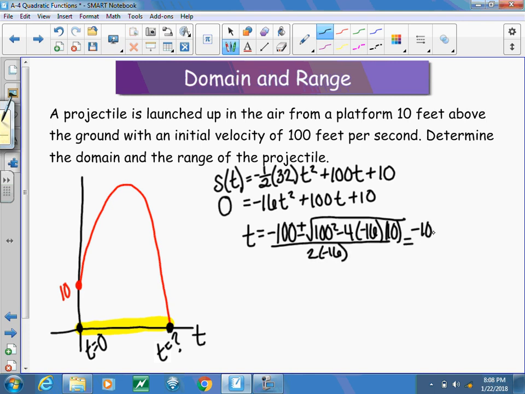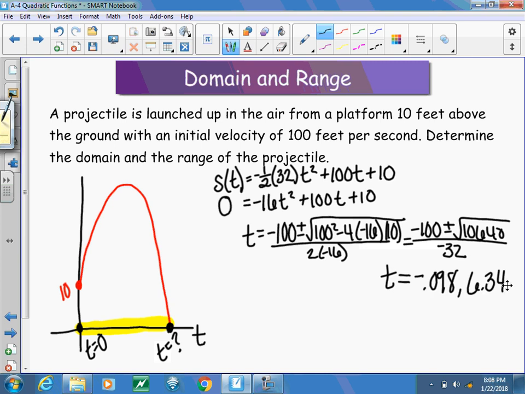Simplifying this out here, I'm going to get negative 100 plus or minus the square root of 10,640 all over negative 32. Now, if I go ahead and put this into my calculator, I'm going to get two answers for t. I'm going to get that t is approximately negative 0.098, or that t is approximately 6.348.